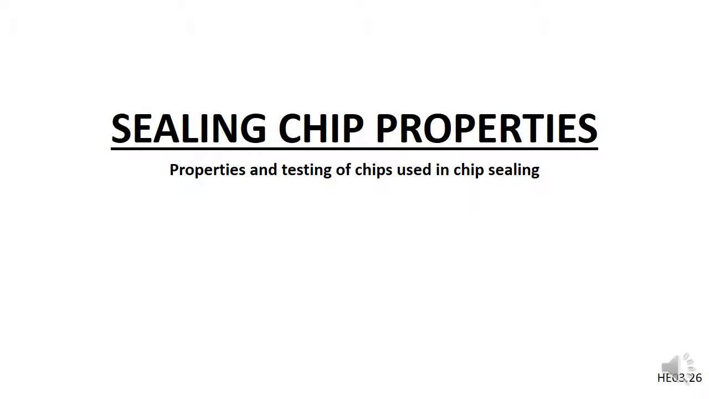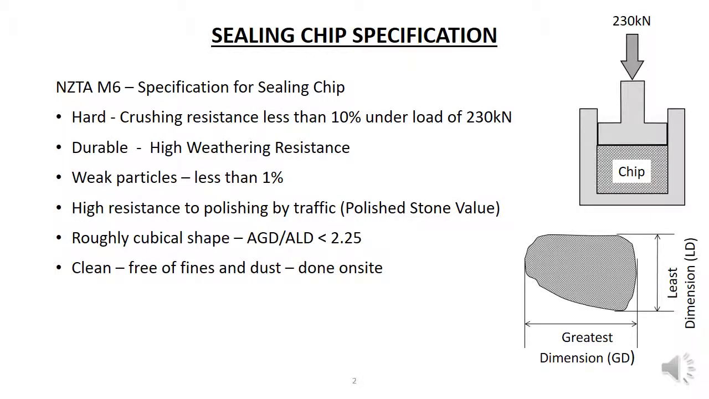In this video, we will look at the properties of sealing chip. The NZTA specification for sealing chip is NZTA M6 specifications for sealing chip. It sets out the requirements for chip sealing and chip.